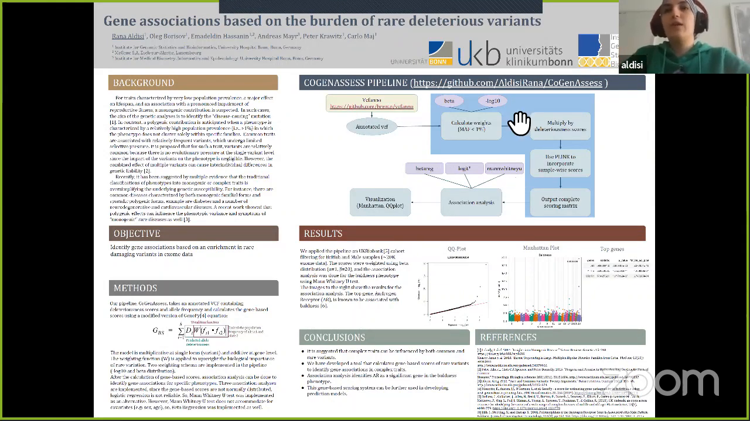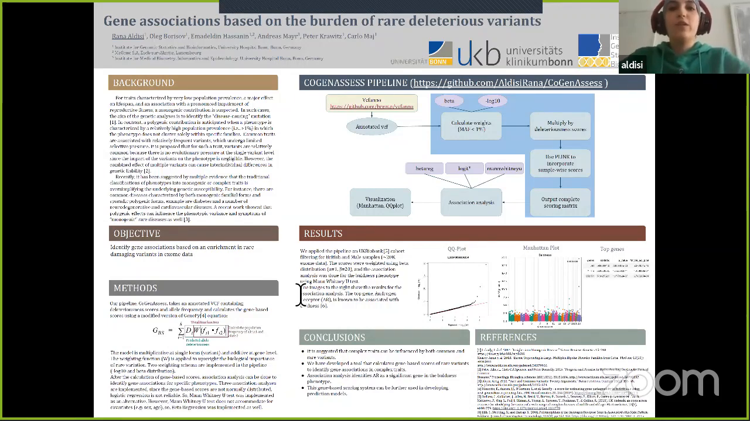On the right side, you can see our pipeline, and you can also see the GitHub page where you can access our pipeline. We basically start with an annotated VCF. We use this VCF anno pipeline, which you can also access. This annotated VCF contains deleteriousness scores and allele frequencies. We use the equation below. I hope you can see it all. If not, you can visit the poster later in the e-gallery.